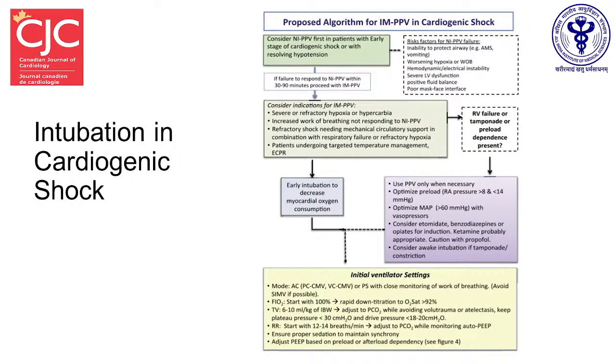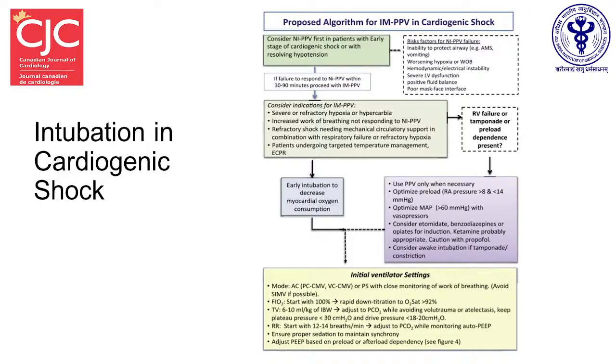So intubation in cases of cardiogenic shock. The thing to focus on over here is the indication. What we follow normally in the ED: refractory or severe hypoxia or hypercarbia, increased work of breathing that is not responding to NIV, that is NIV failure. Refractory shock needing mechanical circulatory support, something again in the US. Patients undergoing targeted temperature management or ECPR, not very relevant for us again. RV failure or LV failure. One thing that we have to see over here is whether the patient is in RV failure or an LV failure.